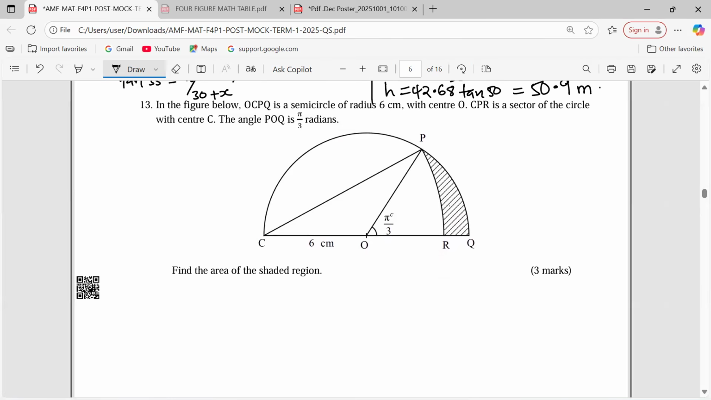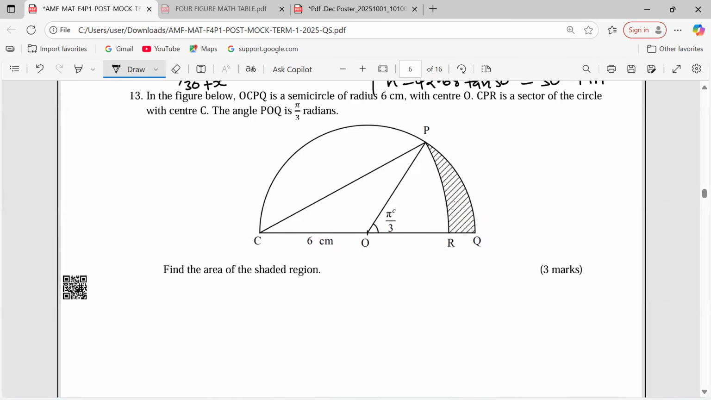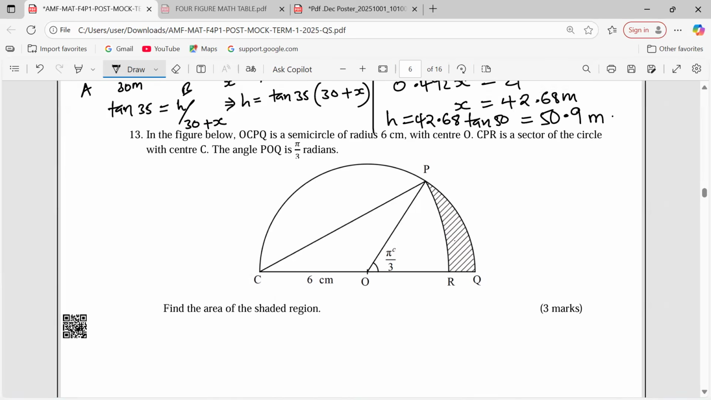13. The figure below, OCPQ, is a semicircle of radius 6 with center O. CPR is a sector of the circle with center C. The angle POQ is a third pi radians. Find the area of the shaded region.